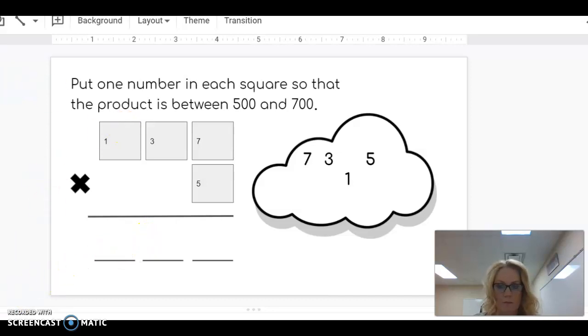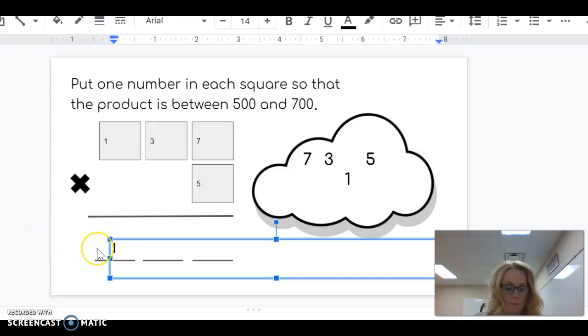So that leaves us with 685. There we have it. Put one number in each square, so the product is between 500 and 700. We have 685. That is between 500 and 700. Good luck with placing it right.